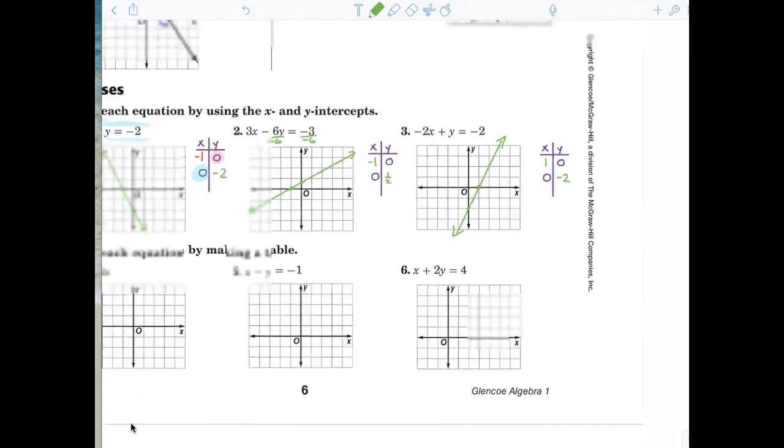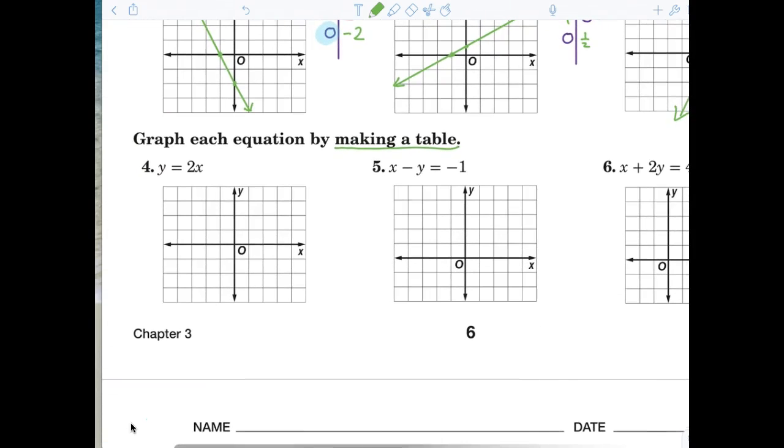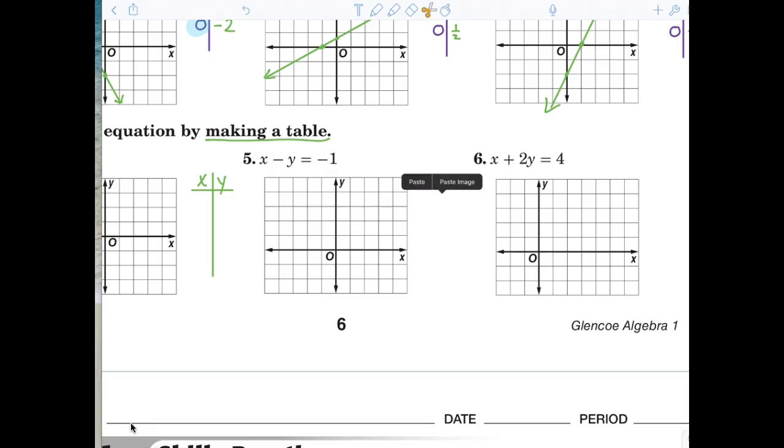Now, the next case is we're going to graph by making a table. All right, so now listen, I know that was easy, but this is a little bit different, so I need your attention. All right, so we're going to make a table, and because I like to do things as quickly as possible, x, y is my table. I'm going to copy, and then we're going to paste.